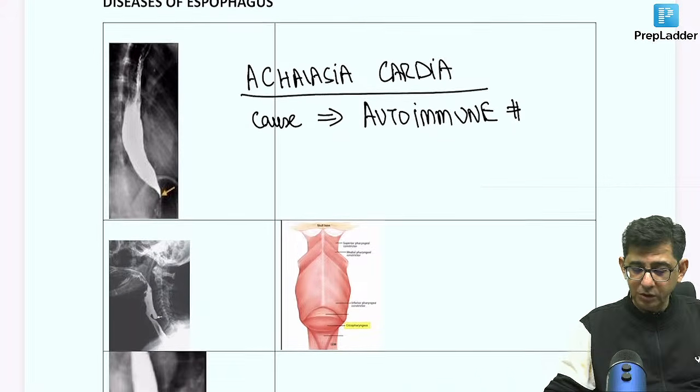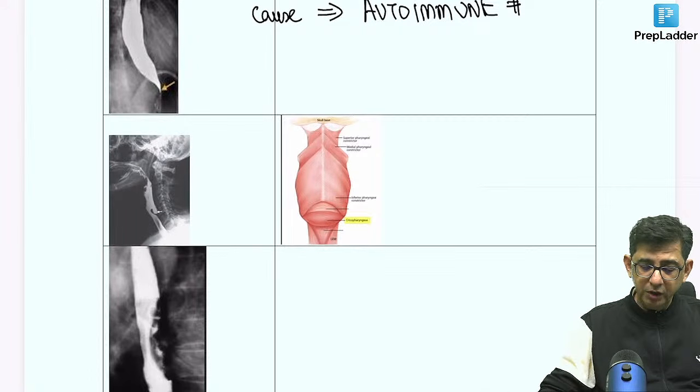So the most common cause is autoimmunity for this one. Then is obviously the Zenker diverticulum which you can pick up very easily, that is a pulsion diverticulum.